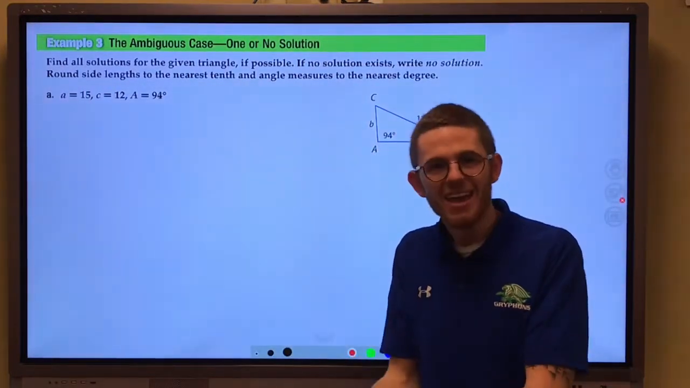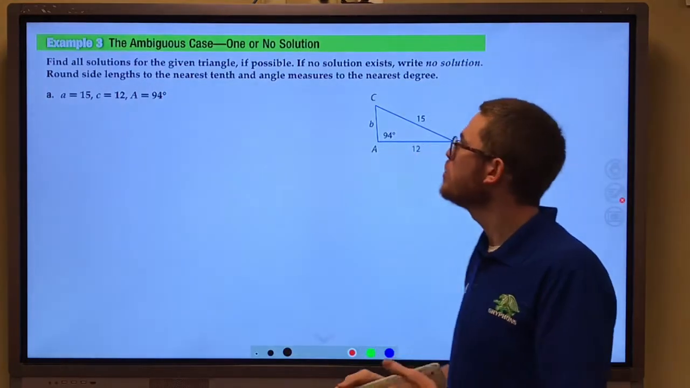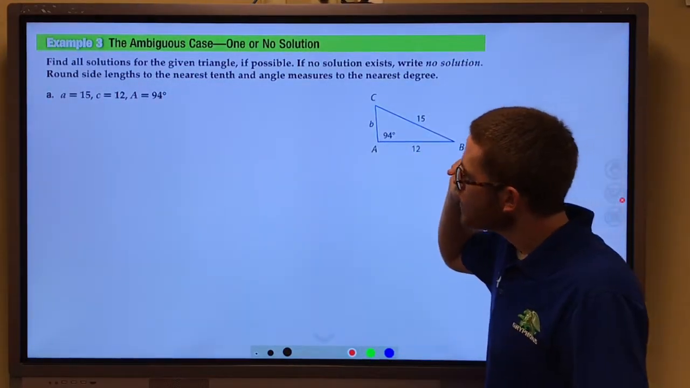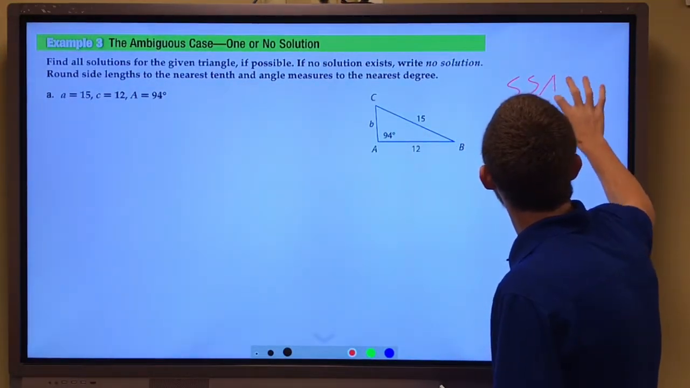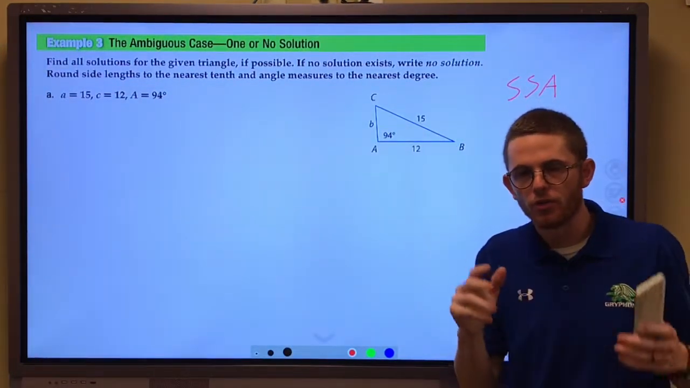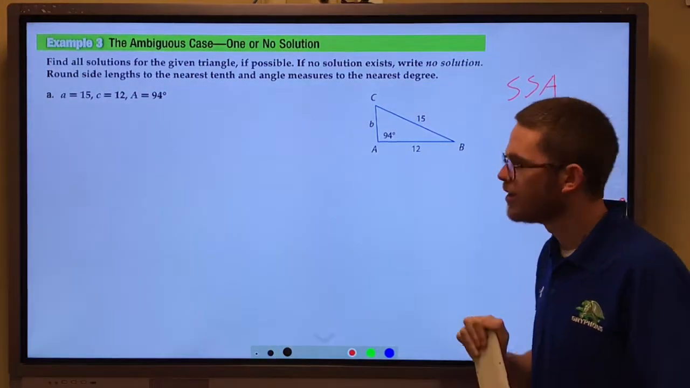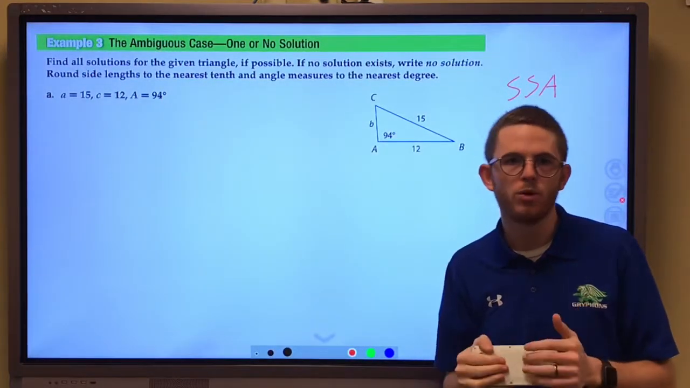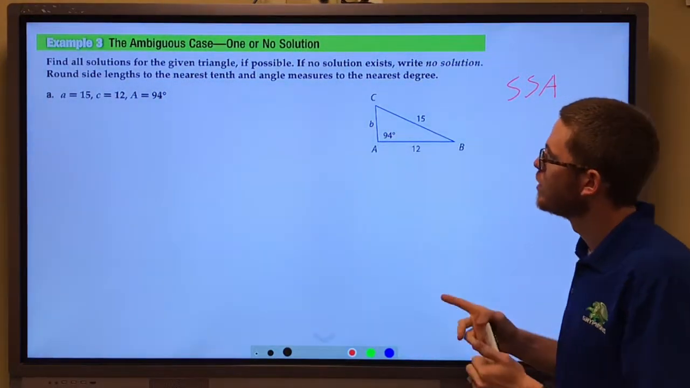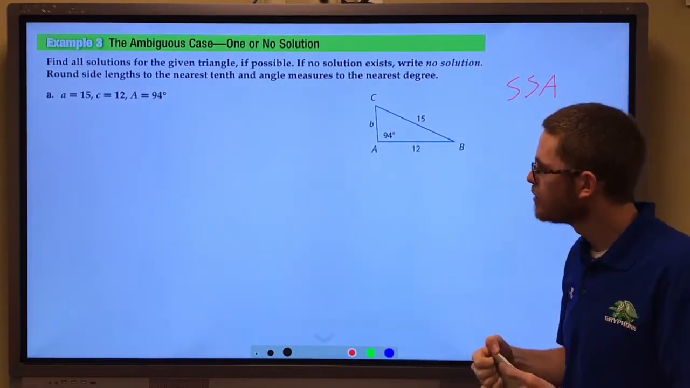The time that we can use the law of sines, but at the same time we can't, is if we have side angle. Remember from geometry, side angle was always a problem for us. And side angle does pose a few problems for us when we're looking at triangles, trying to use the law of sines.